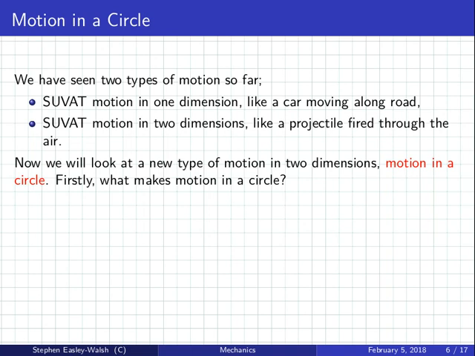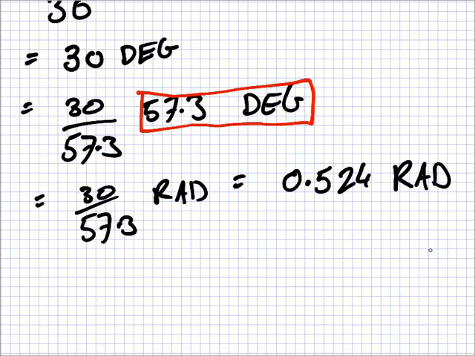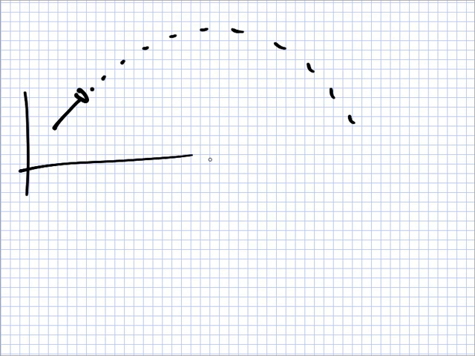So firstly, what makes motion in a circle? Like, why would something move in a circle? So if an object is moving in a circle, does anybody know why or what makes it move in a circle? So, for example, when you fire something, it goes like this. Why? Simple. Because there's one acceleration acting down. And that's it. No other acceleration. And this is G.